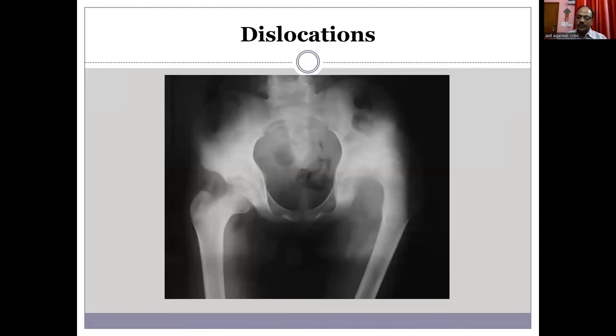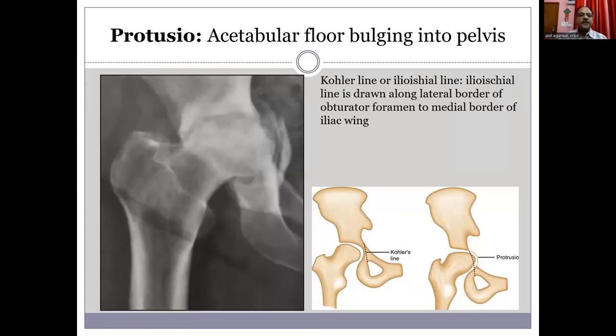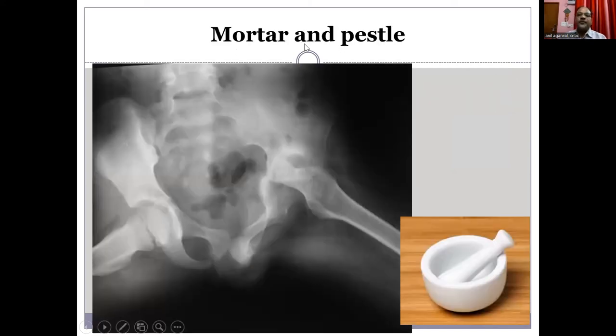Dislocations, we are all aware. What is protrusio? When the head moves more medially, and if you draw a line joining the ilio-pubic line to the obturator foramen, the head is lying beyond that. This is protrusio. What about coxa magna and plana? The head size is much smaller than the acetabulum size. Sometimes these entities are intermixed and may coexist with each other.